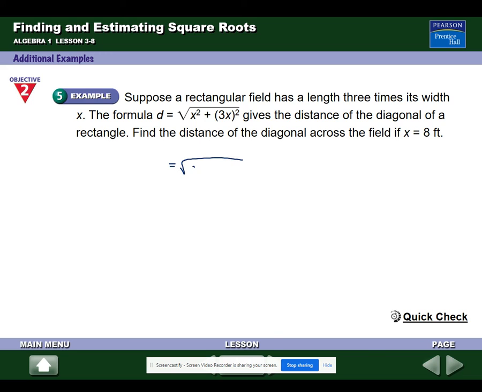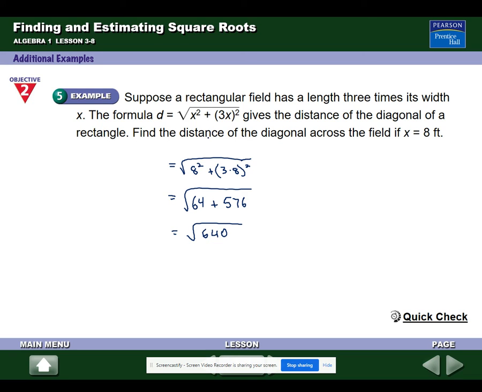Square root of 8 squared plus 3 times 8 squared. Make sure you follow your order of operations here. This would be the square root of 64 plus 3 times 8 is 24, and 24 squared is 576. So that's really the square root of 640. You could use your calculator on some of this. I wouldn't be mad at you for that. I just wanted to show the work there. And it comes out to about 25.3.